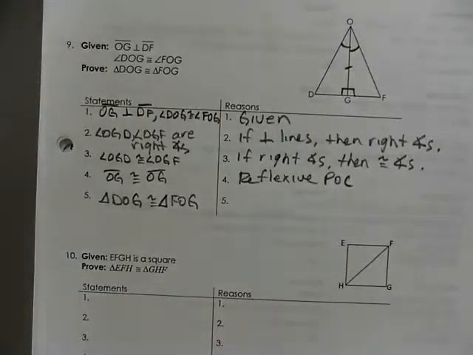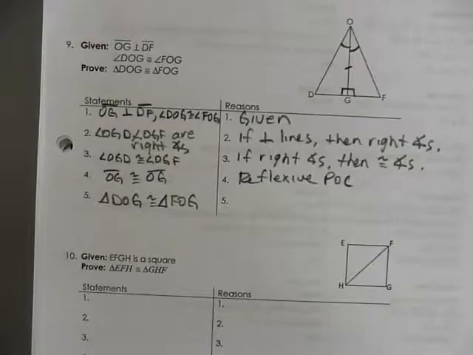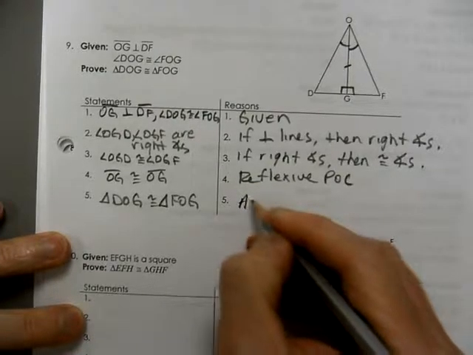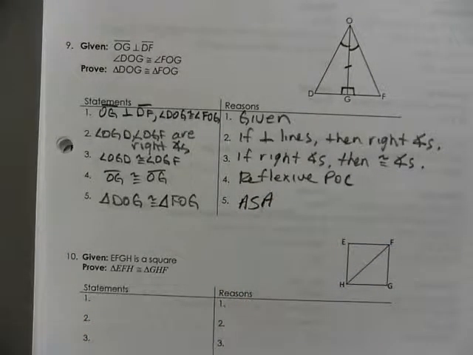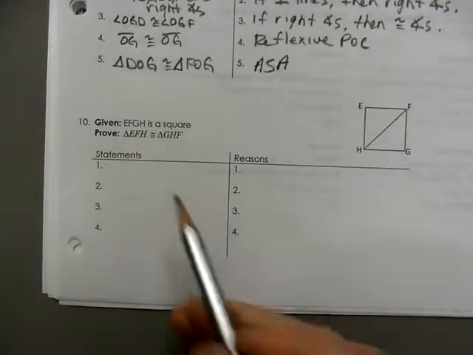And what's our reasoning for that? We get one of our 5 ways. Which is the correct one for the information we have in our picture? Angle, side, angle. Good job. One last one to go.